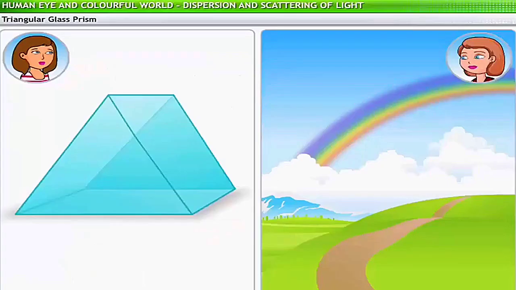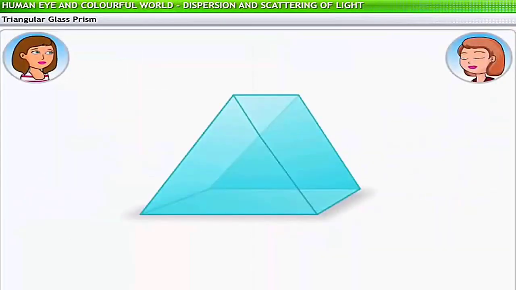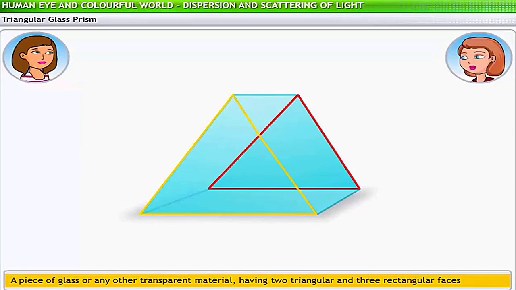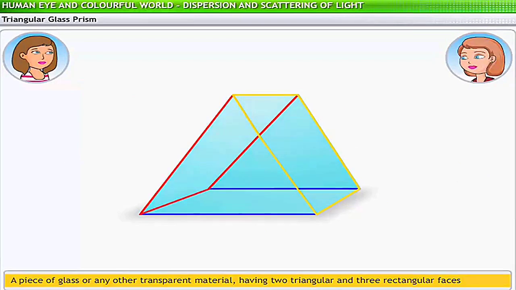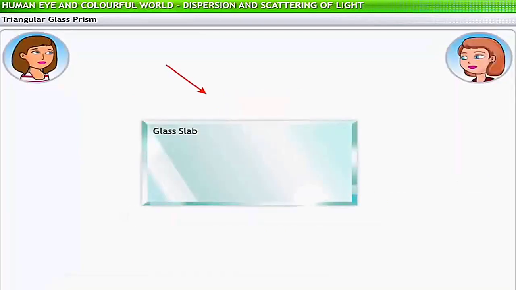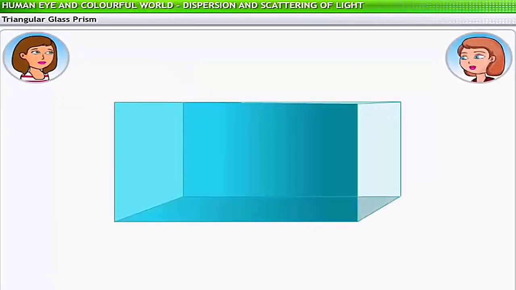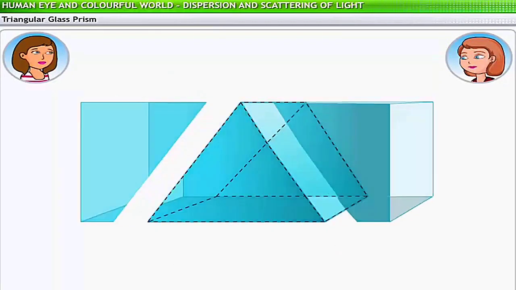You said you could show me a rainbow through a prism. What exactly is a prism? Is a triangular glass prism a special kind of a prism? A triangular glass prism, to be specific, is a piece of glass that has 2 triangular and 3 rectangular faces. You may have studied how light refracts through a glass slab. You can think of a prism as a triangular piece of glass carved from a wide-bottom glass slab.